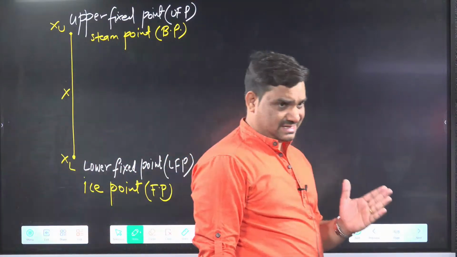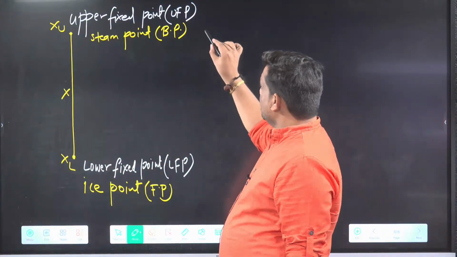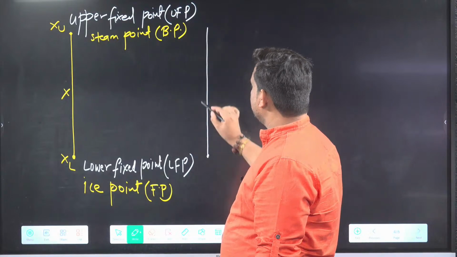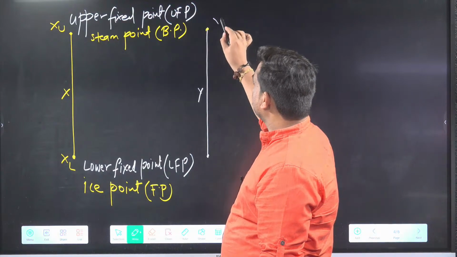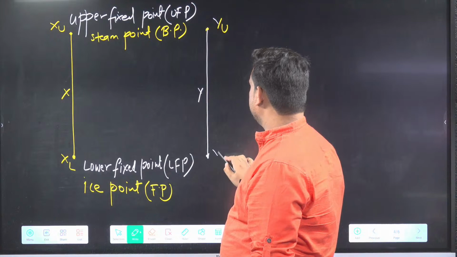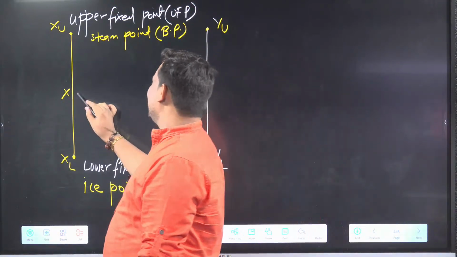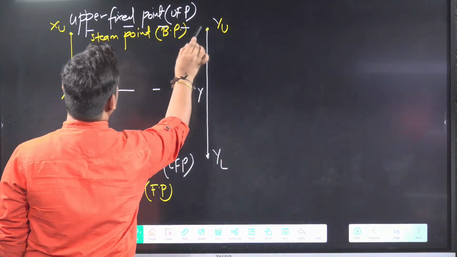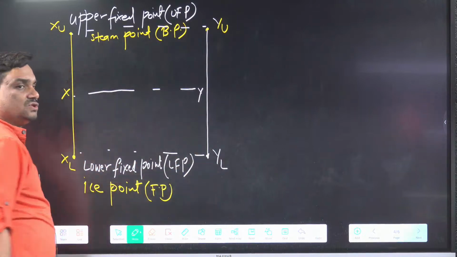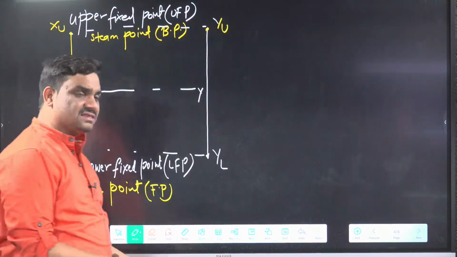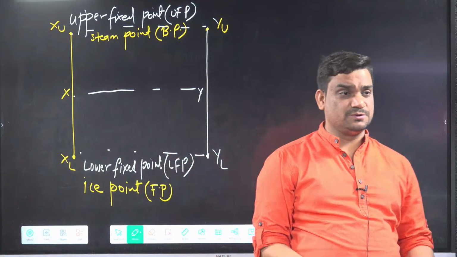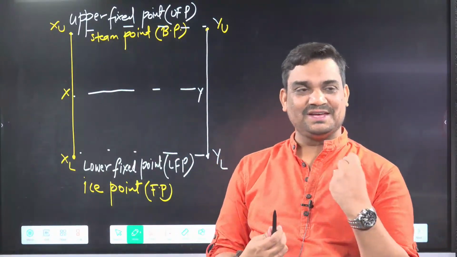I have this one scale here, and in the same way I'm making another scale, the Y scale. For the Y scale also, this is YU and this is YL. Now I need to calibrate these two scales and find some relation between them. One method is the graph. Of course, we are not going to do that one, because you always have a fear of graphs.